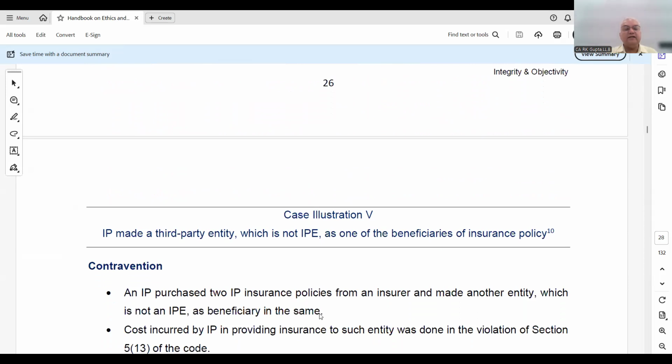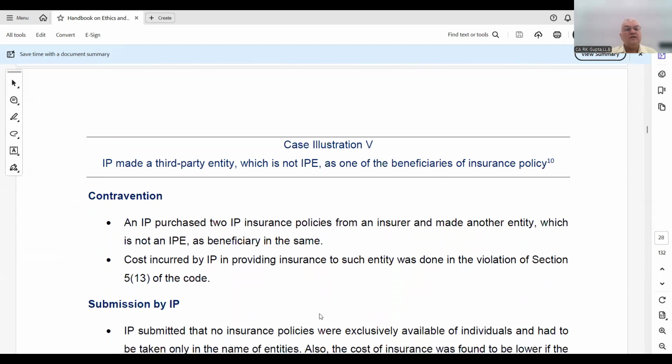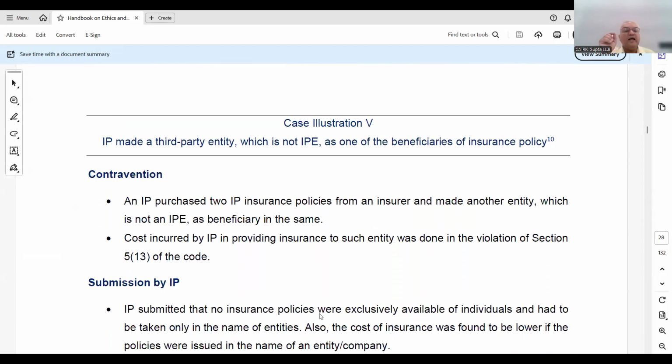IP made a third party entity, which is not an IPE, one of the beneficiaries of an insurance policy. So here, what was the case? An IP purchased 2 insurance policies from an insurer and made another entity, which is not an IPE, a beneficiary in the same. Cost incurred by IP in providing insurance to such entity was done in violation of section 5 subsection 13 of the code. Now what is section 5 subsection 13? Section 5 subsection 13, if we see, it talks of the insolvency resolution process cost. So whether it can be included as insolvency resolution process cost, this is the question.